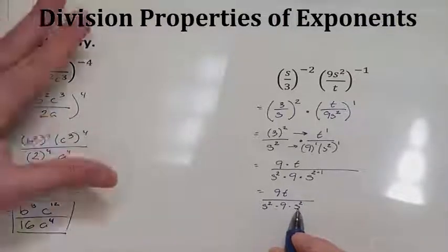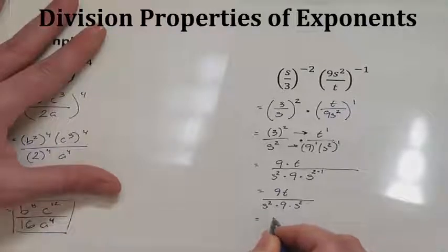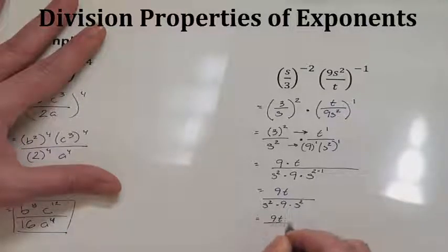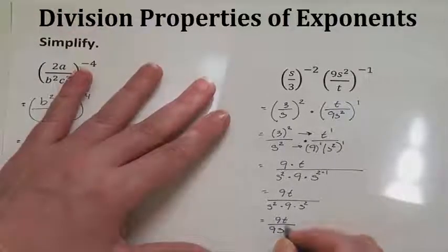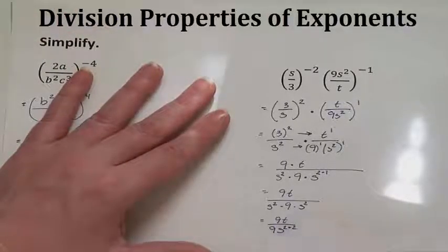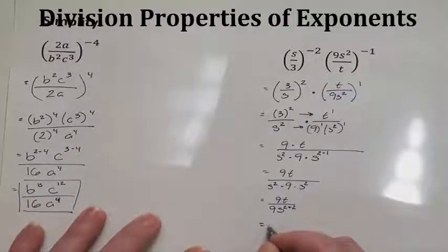Looking at my bottoms, I have the same base s with the same base s, so I need to finish simplifying it. So the top is 9t. Put the 9 in the front. Looking at same bases of s, if they're the same bases, you're supposed to add their powers. So this is actually 2 plus 2. So what do I actually have? I can finally see I have 9t all over 9s to the fourth.